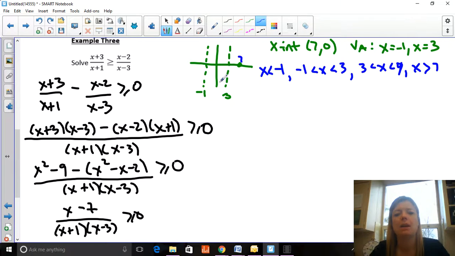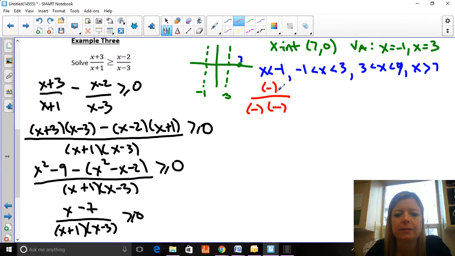All right, so less than -1. What do I got? I got negative on the top divided by negative, negative. So I get negative over positive, which is a negative interval. Between -1 and 3, on the top I still have a negative number. X plus 1 now becomes positive, but this x minus 3 is still negative. So now I have a negative over a negative, a positive interval.